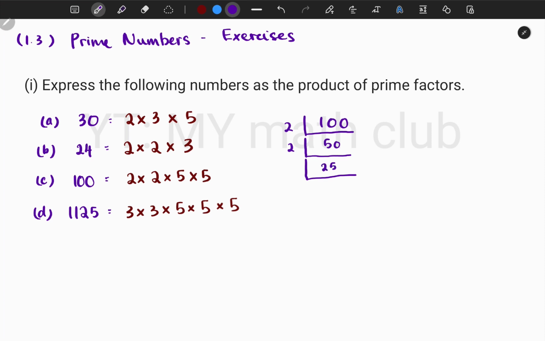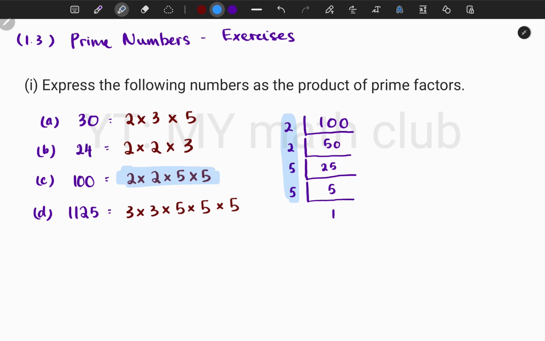25 cannot be divided by 2, so the next best prime number that I can use would be 5. So 25 divided by 5, I get 5, and 5 divided by 5, I get 1. So once I reach 1, I'm going to stop, and I'm going to take all the numbers on the left side here and multiply them together. So those are the products of prime factors that will give you 100 if you calculate them out.